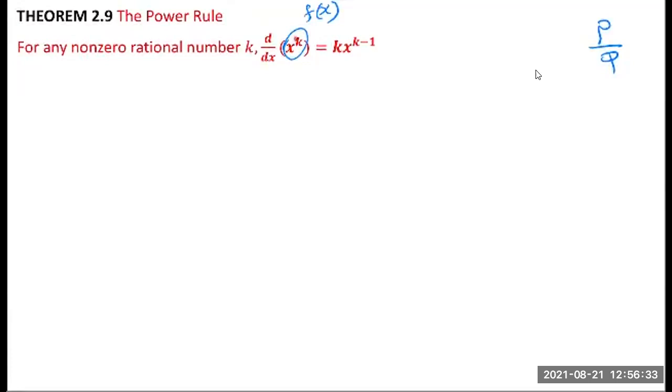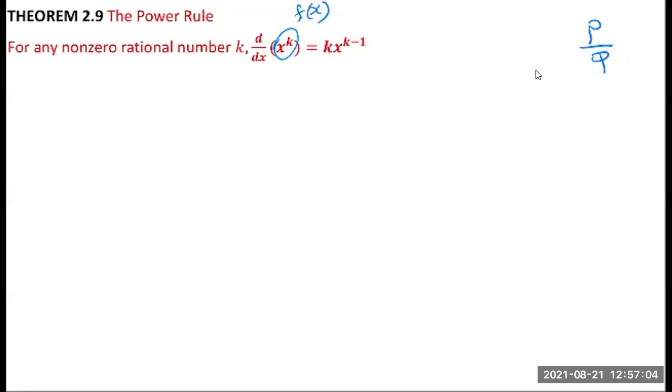What you do is, to take the derivative of this function, you pull this k to the front. That's how you get this k in the front. And then you reduce the power by 1. Earlier you had power k, now you have power k minus 1. Such a simple rule. You pull the power to the front and then reduce the power by 1. That's when you get this. So the derivative of x to the power k is k times x to the power k minus 1.